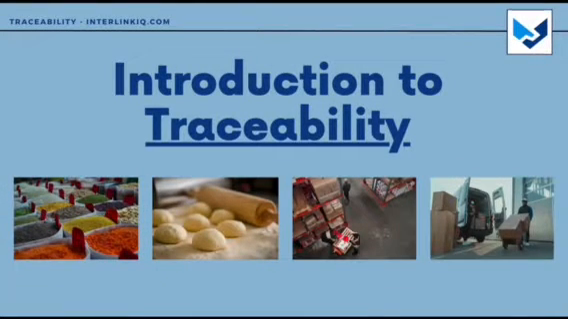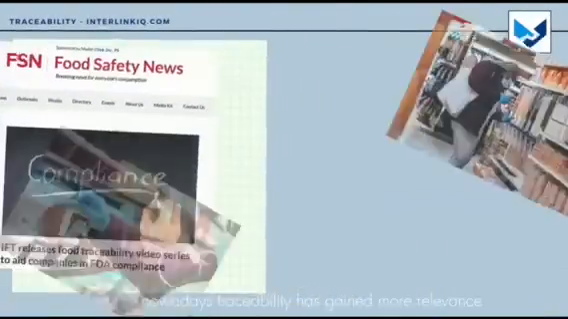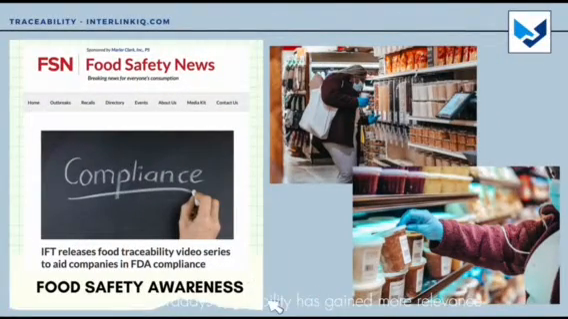For this session, we will discuss some brief introduction to traceability. From the name itself, traceability is the ability to track every step of the production process, from raw material acquisition to consumption and disposal. Food traceability, moreover, involves documenting and linking the production, processing, and distribution chain of products and ingredients. Nowadays, traceability has gained more relevance and expanded into a variety of industries, including automotive, electronics, food, and pharmaceuticals.